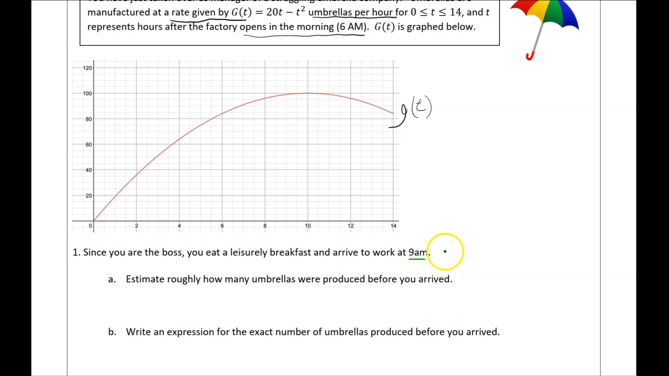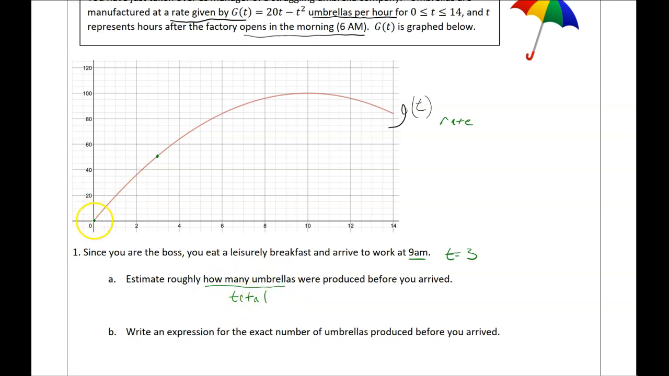It's important to note here 9 a.m. is... If we opened at 6 a.m., 9 a.m. is t equals 3, right? So we're looking at this value here. But if you said about 50, we would be wrong, right? Because remember, this is the rate at which umbrellas are being made, and we want to know how many. So in other words, we're looking for the total.